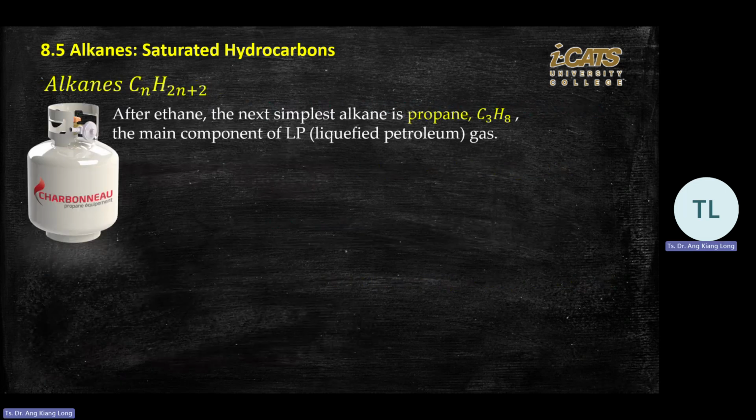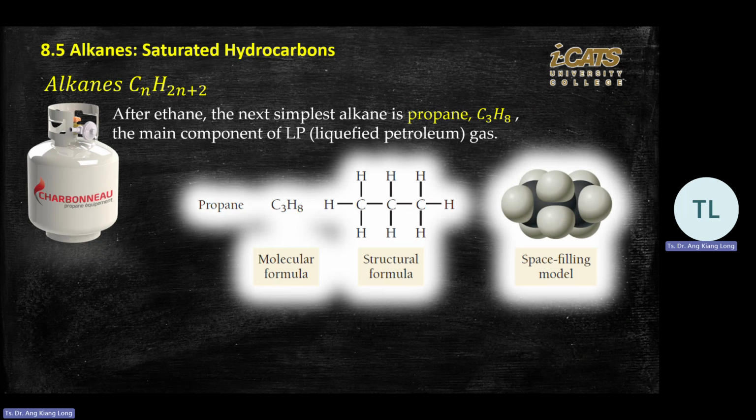The third one is called propane, where n equals 3. So H will be 8. C3H8 is called propane, which is the liquid petroleum gas that you use in your daily life. The structure will look like this, right? Three carbons, and then surrounded by 8 hydrogens.